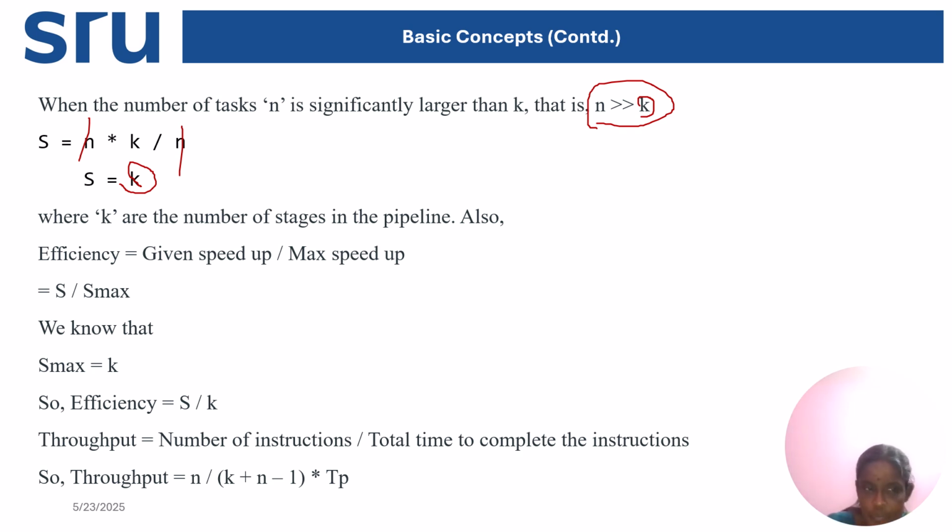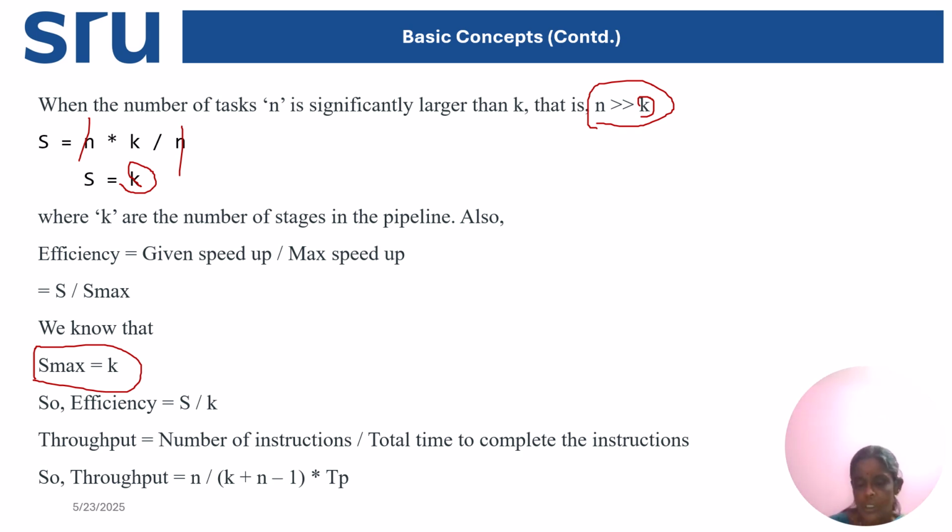That is why here S max is equal to K, as they have given. It is the ultimate. So efficiency is equal to S by S max, where S is the normal speed up, divided by K. S by S max can also be written as S by K.